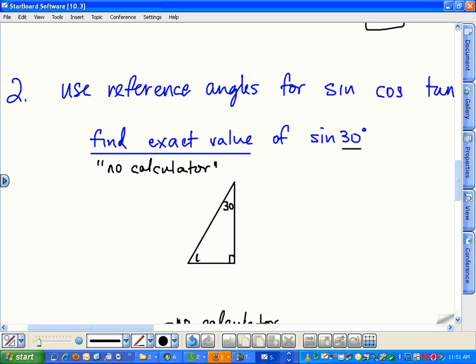30, 60. It's not the angle measures that make this a special triangle. It's the measures of the sides. Okay. Unfortunately, there's no easy way to remember this other than just looking at this long enough and studying it long enough that you remember.